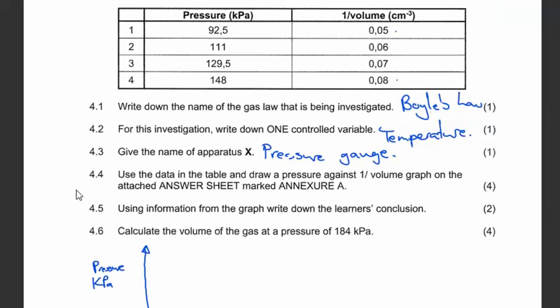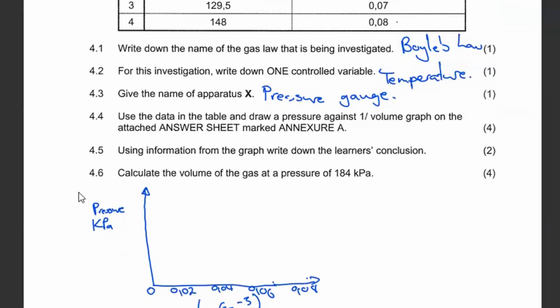Then on the other axis, we're starting with 148, 129, 111, 92. So the smallest value is going to be 92, and the highest is going to be 148. So here we can start with a scale of maybe 50, 100, 150, and then 200, like that.